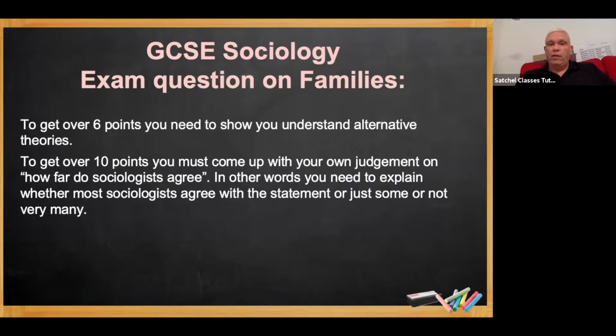To get over 10 points, you must come up with your own judgment on how far sociologists agree. In other words, you need to explain whether most sociologists agree with a statement or just a few, and if not, or not very many, why they would not agree. Don't just say they don't agree, or 50% don't agree on this. Who's the 50%? Why don't they agree on it? What's wrong with the theory?